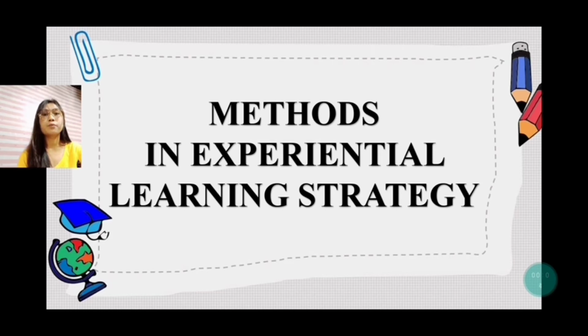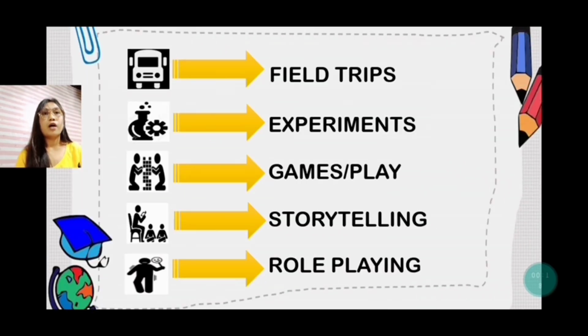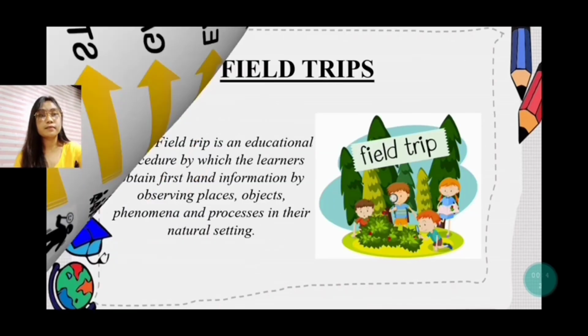So now let's proceed to the different methods that are possible to be used in experiential learning strategy. From the 2 categories of experiential learning, the following methods are focused in the second type, which is classroom-based learning, since we are teaching elementary grades. And these methods are field trips, experiments, games or play, storytelling, and role-playing.